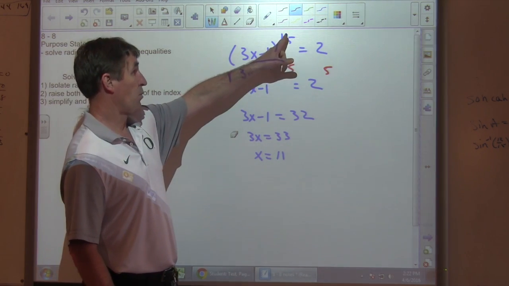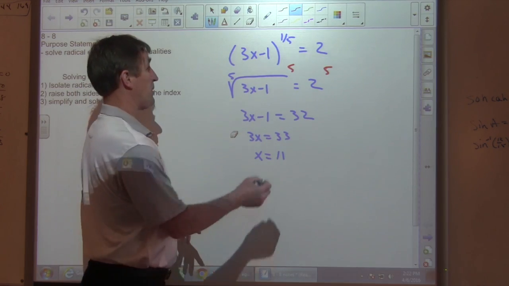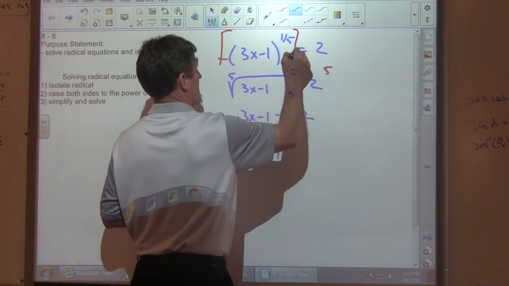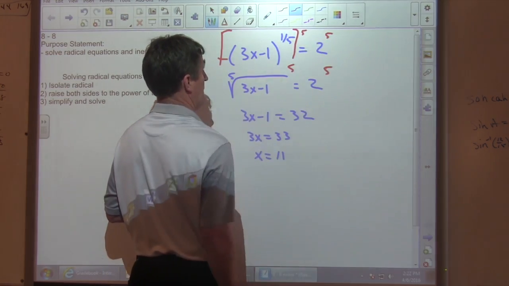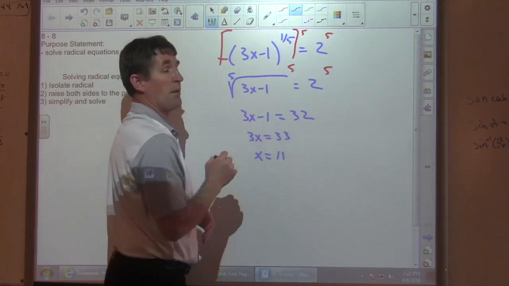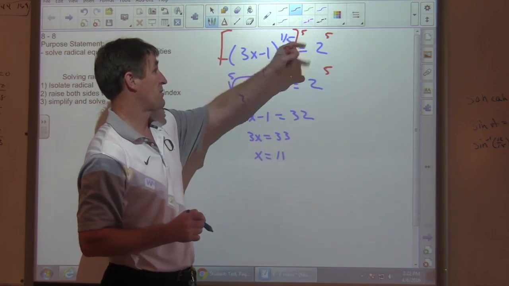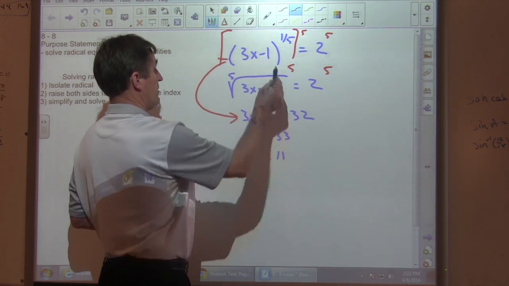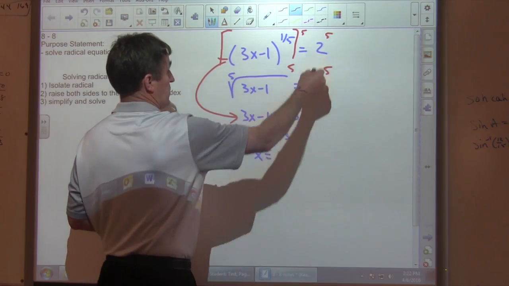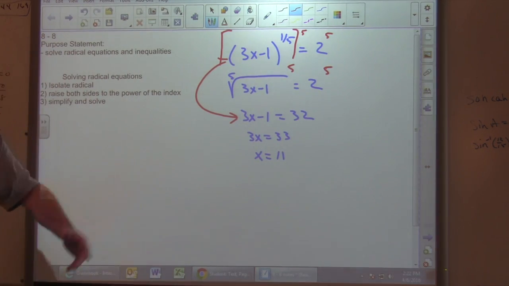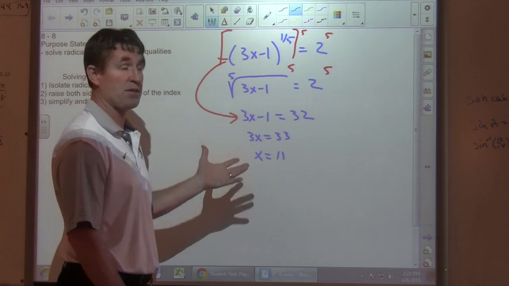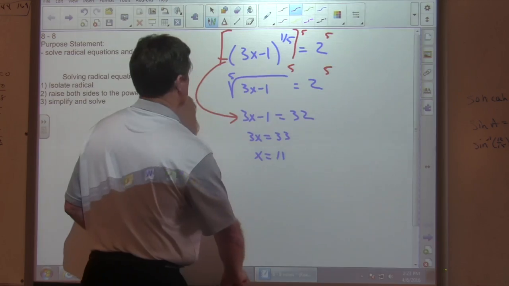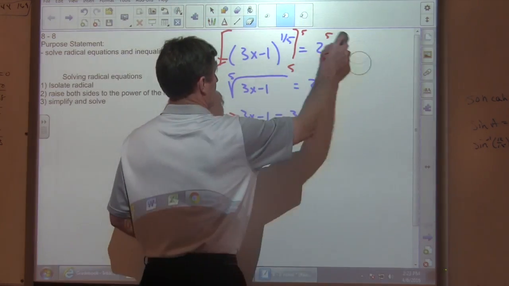Now, another way to do this, and this is the way I would do it, is since this is a 1/5 power, we can just do the reciprocal power to both sides. So take this to the 5th power and this to the 5th power. Because power to a power, remember, you multiply, and 1/5 times 5 is 1. So you would automatically go to here because these would cancel and you get 3x minus 1 equals 32. Saves you one step. So you can see there's not a lot of difference between them, but it's another way to do the problem. So let's take a look at another one of that type.